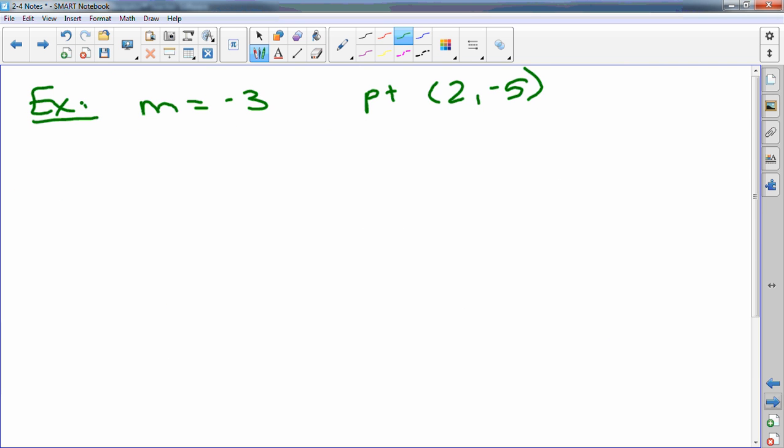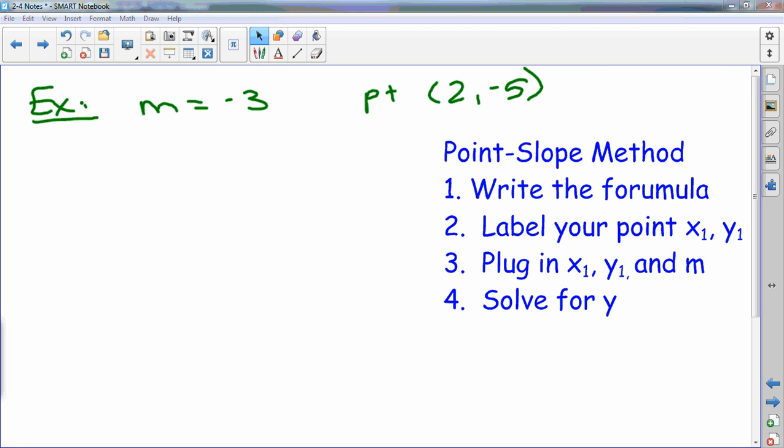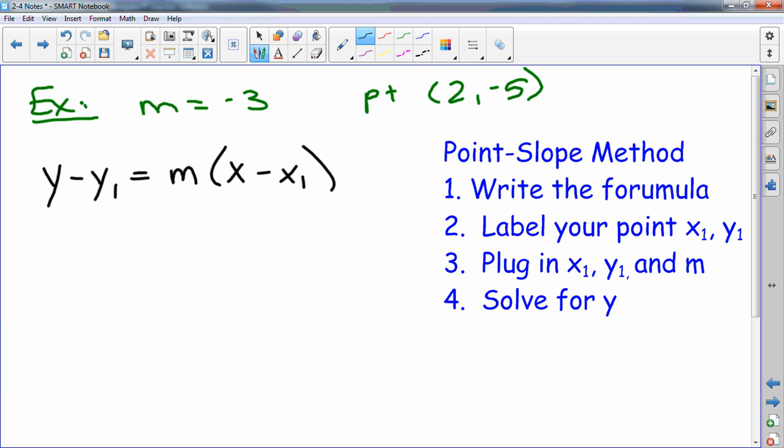Now, using the other method. I lost my step. So let's follow those steps and solve for the equation of the line. I think this method is a lot easier, but I'm going to make you use both methods. Sometimes I'll tell you use slope-intercept method. Sometimes I'll tell you use point-slope method. Sometimes I'll tell you use whatever method you choose. So write the formula. It's y minus y1 equals m times x minus x1. Label your point x1 and y1.